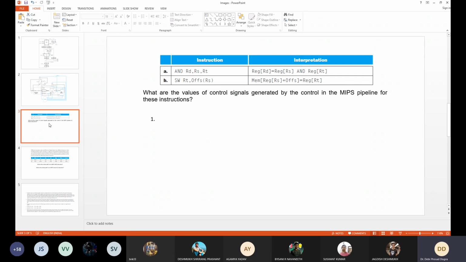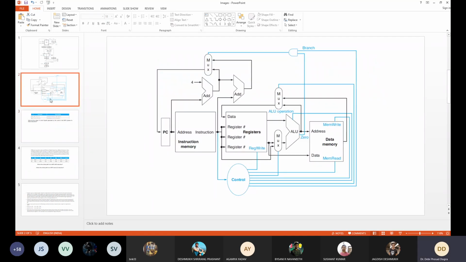The first instruction is basically AND RD RS RT. Okay. So first you should read the register read write signal. So guys, you can look, those who have not done it yet, let me tell you how this can be done.